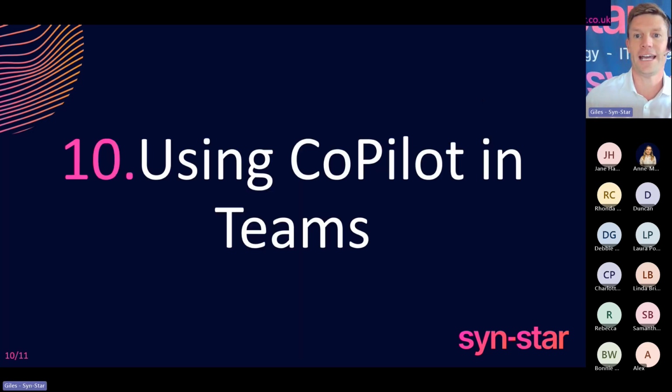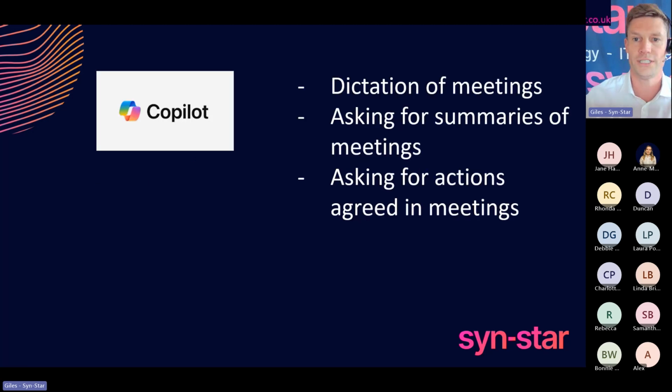Now, we can't have a webinar in 2024 without using the word AI. So yes, there is AI in Teams. It's Microsoft's version, so it's Copilot. But of course, I know everyone's heard of ChatGPT. The biggest shareholder in ChatGPT is Microsoft, so the back end of it is very similar. But you can use Copilot within Teams. Now, what does it do?